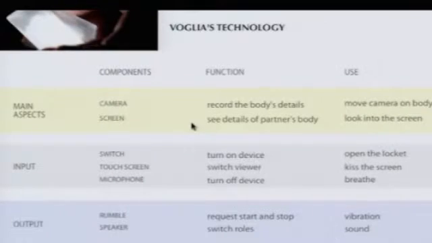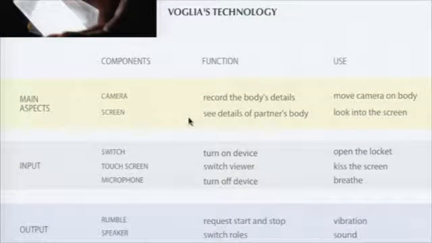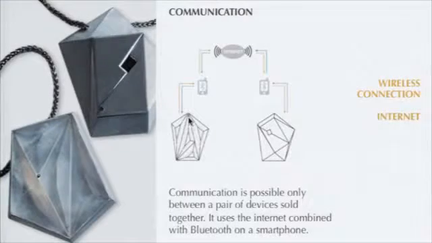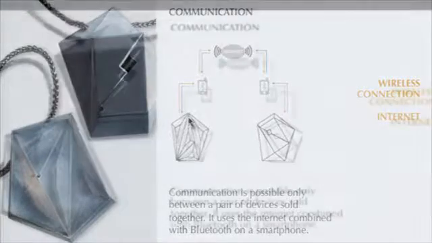Okay, so in each device there is one camera and one touchscreen to record and to watch videos. And the touchscreen with a microphone are input components which allow the user to interact with objects and to communicate with other users. In the end, we have a rumble and a speaker as feedback. Two devices are connected by internet combined with Bluetooth on a smartphone.